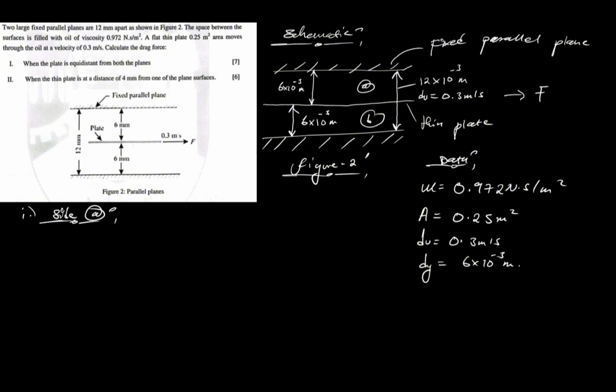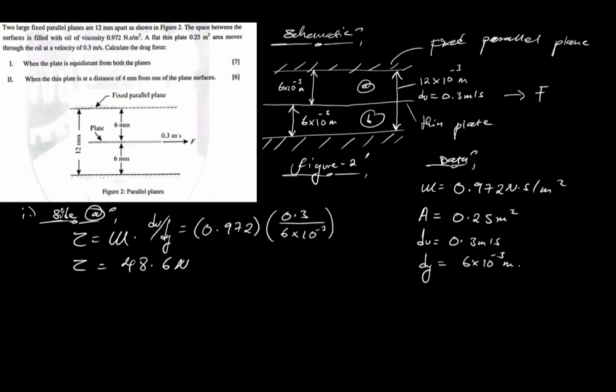To find the drag force, the first thing we need to calculate is the shear stress. Shear stress is equal to the dynamic viscosity times du over dy. Plug in the values: the dynamic viscosity is 0.972, du is 0.3, divided by the distance from the thin plate to the fixed parallel plane, which is 6 by 10 to the minus 3. Once you compute this, we'll have a value of 48.6 newtons per meter squared, correct to 1 decimal place.